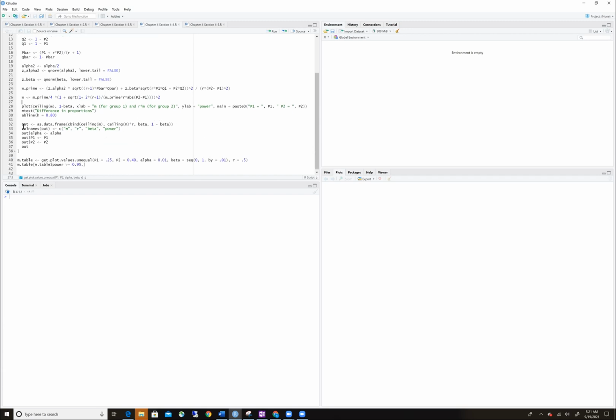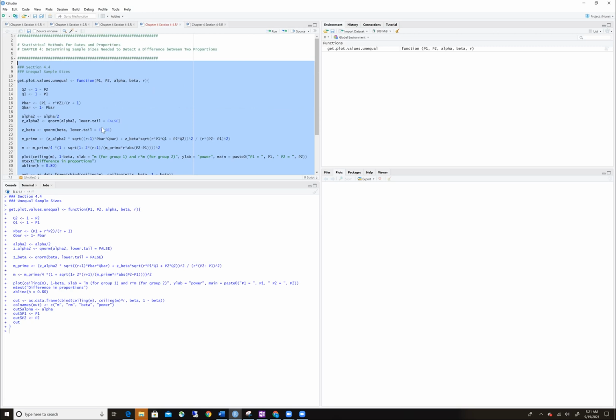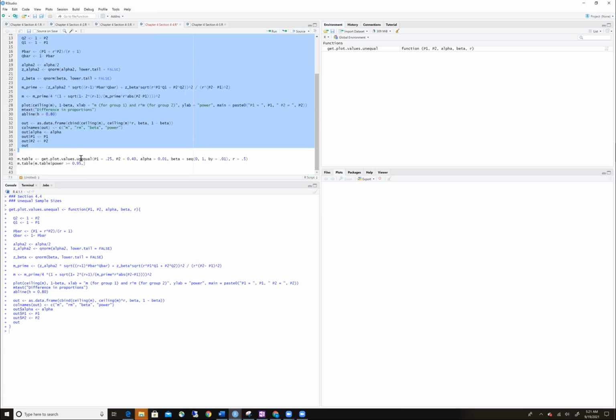From there, I'd like to also output the values, which we're going to be given the number of people for group 1, the number of people for group 2, beta, and the power. So here, we're going to get Rm. When we look at this, we run our function through. And then we're going to do an example so we can see this in action.